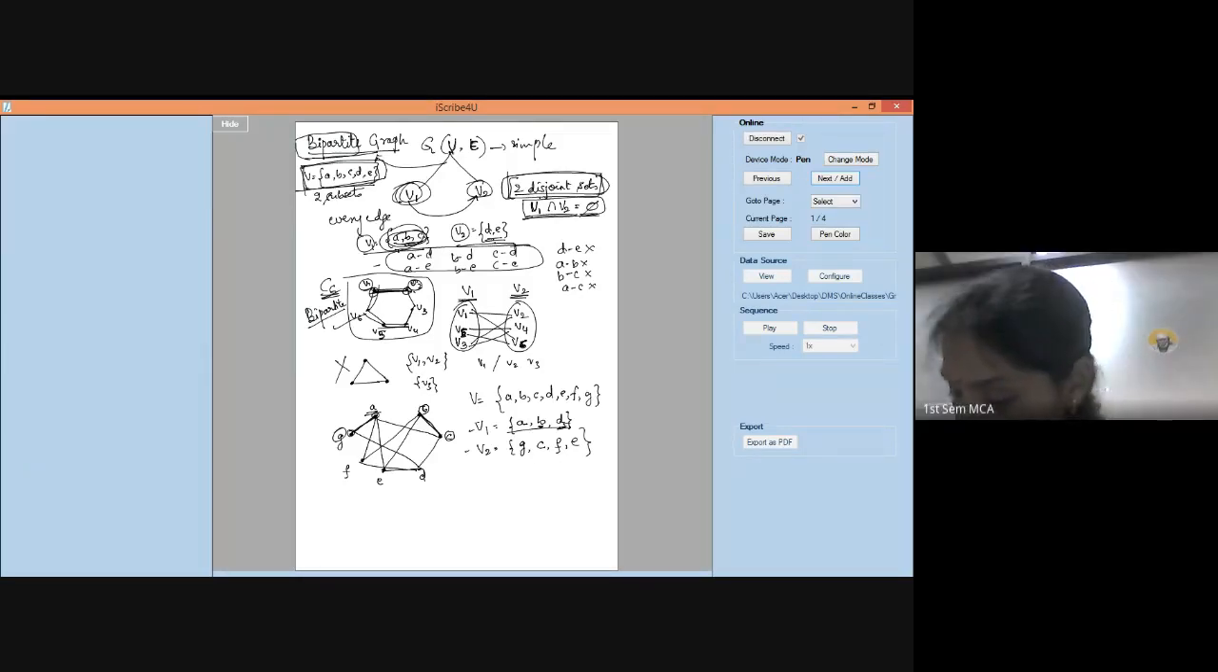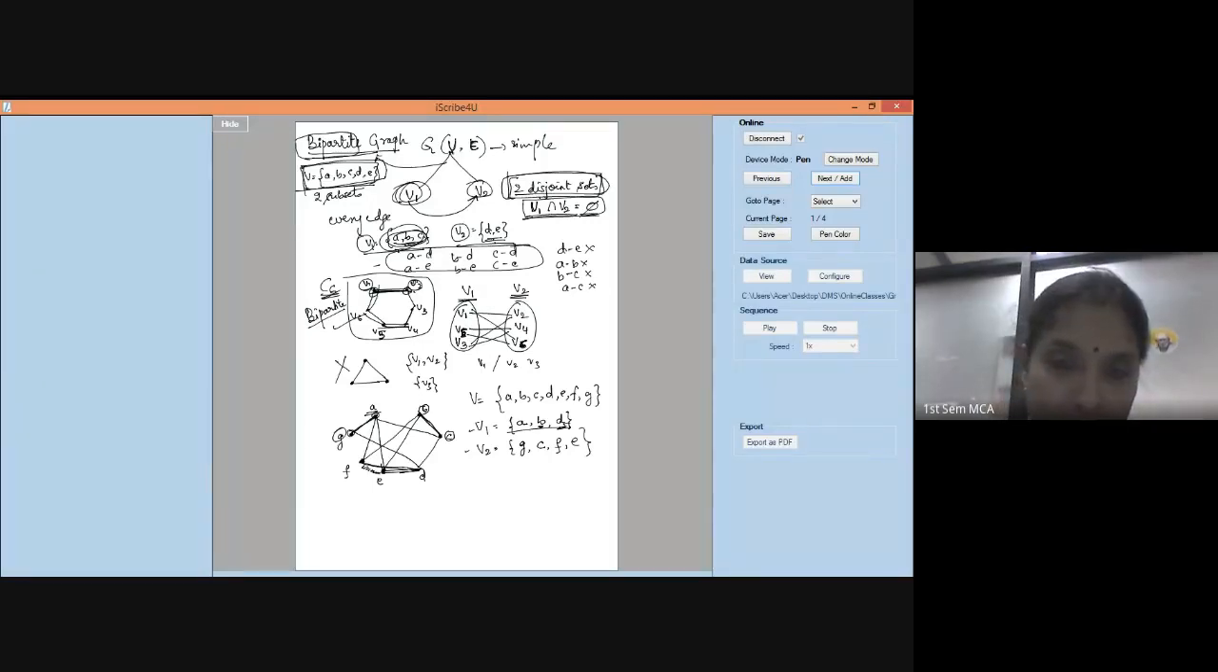I don't know if I made it clear. This is F, which is connected to D. And this is E, which is also connected to D. But F and E, this part is not connected. All right.